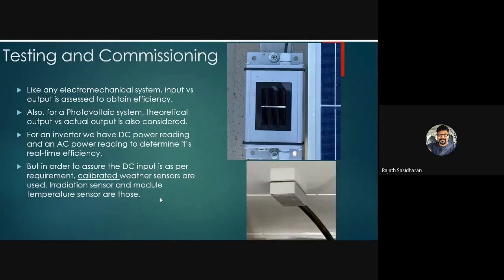To start discussing testing and commissioning, we always need to have 2 values to relate to, to see how effectively your plant is working, right? So in case of a diesel generator, you can measure the RPM or the energy produced by the diesel generator versus the turbines. But here it's the sun. So what we do is we have an irradiation sensor.